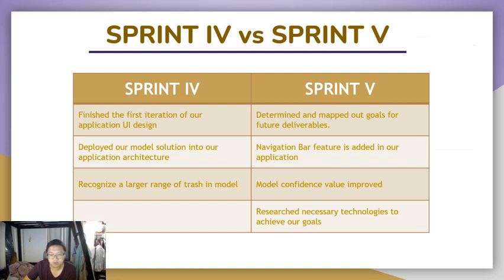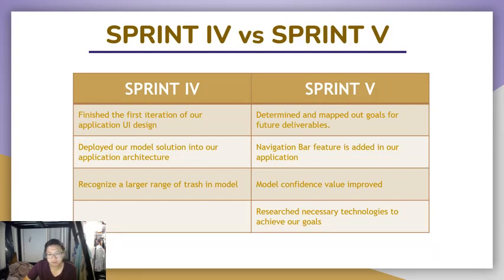To give a brief overview on what we did during our last sprint, we finished the first iteration of our application UI design. We deployed our model solution into our application architecture, and we were able to have our model recognize a larger range of trash.